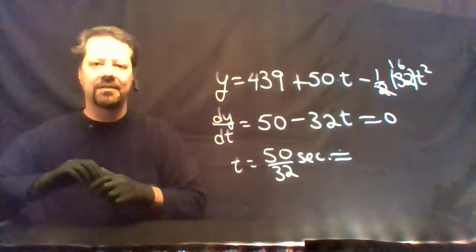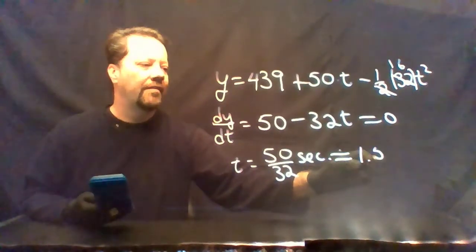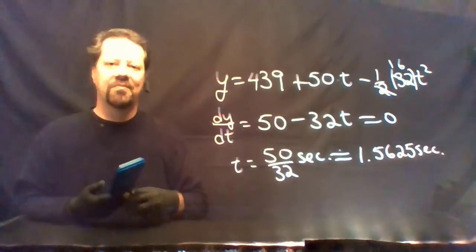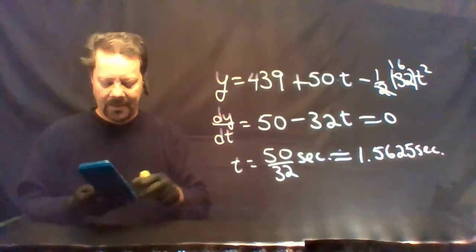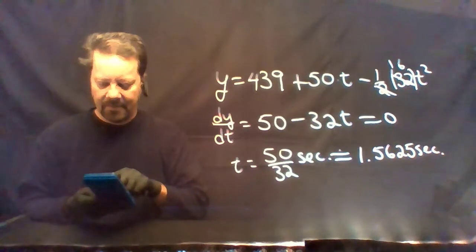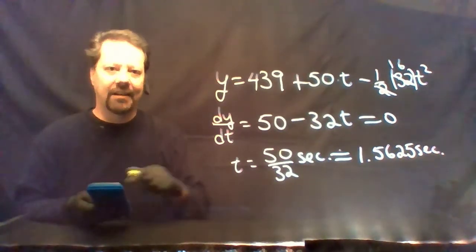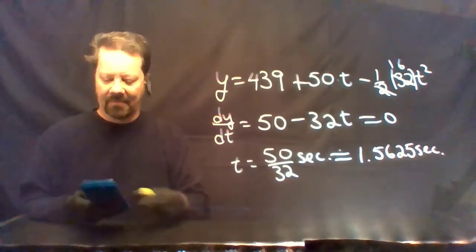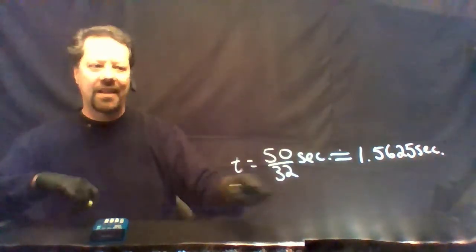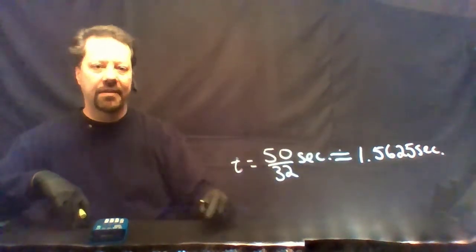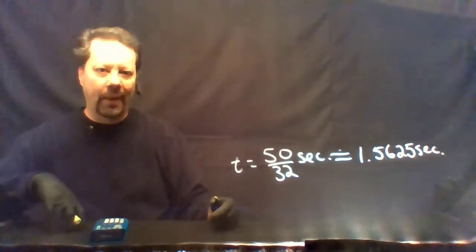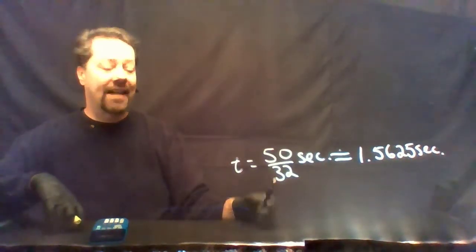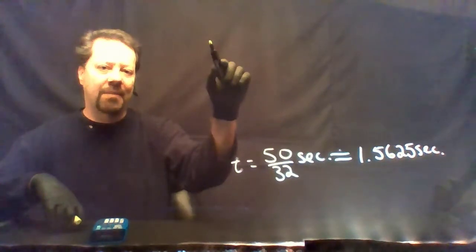That is about 1.5625 seconds. I'm going to store this so that I can use it again. On my calculator, I store by pushing the store button and then alpha A. Note that t equals 50 over 32 seconds is a critical point of the height function, a place where the derivative was equal to 0. That's the place where we will reach that maximum height.